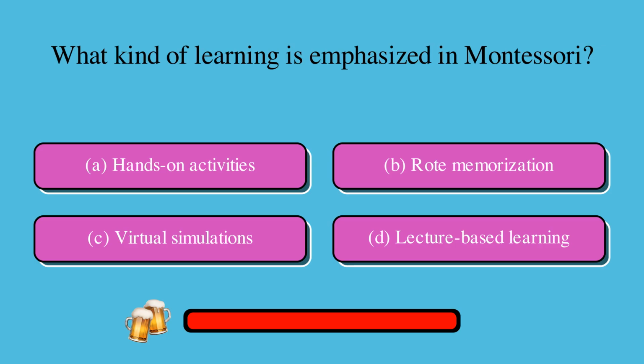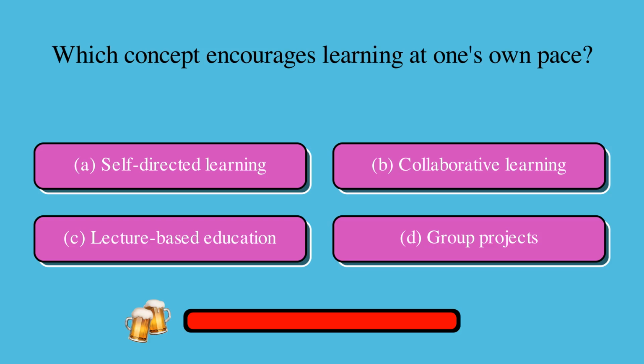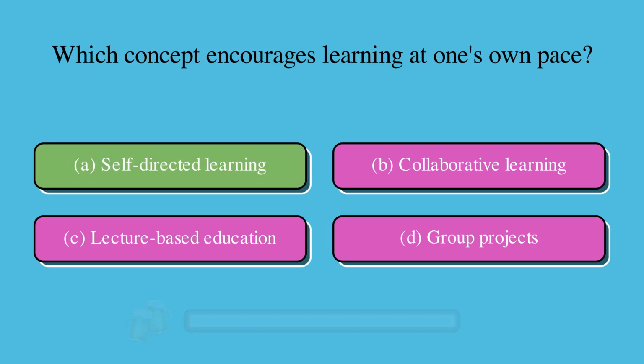What kind of learning is emphasized in Montessori? Is it A, hands-on activities, B, rote memorization, C, virtual simulations, or D, lecture-based learning? The correct answer is A, hands-on activities. Which concept encourages learning at one's own pace? Is it A, self-directed learning, B, collaborative learning, C, lecture-based education, or D, group projects? The correct answer is A, self-directed learning.